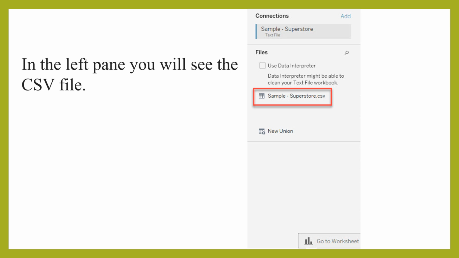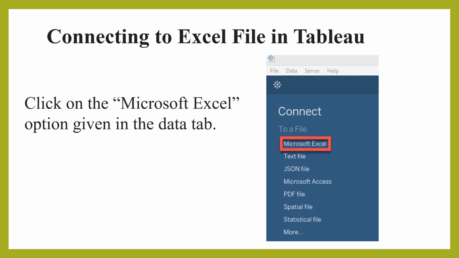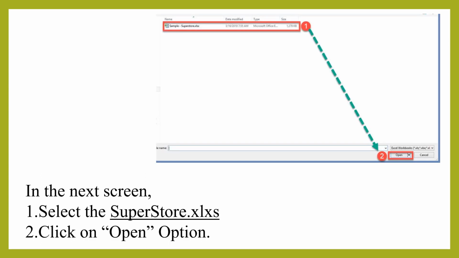Now go back to the Connect option and click on Microsoft Excel. Under the Data tab, select the sample superstore file and click on Open. Once you click on Open, it connects the Excel file into Tableau. This will be available on the left side of the window. You can see the category and order sheets under this once you connect this Excel file to Tableau.